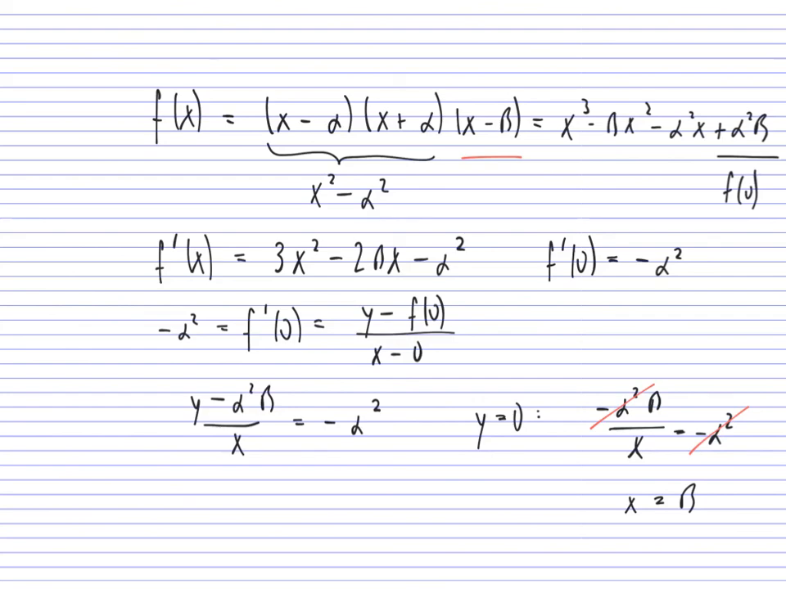And so I've shown that the tangent to the cubic at the midpoint between the two roots, which I assume to be at alpha and minus alpha, goes through the third root, which is at x equals beta. And that completes the proof.